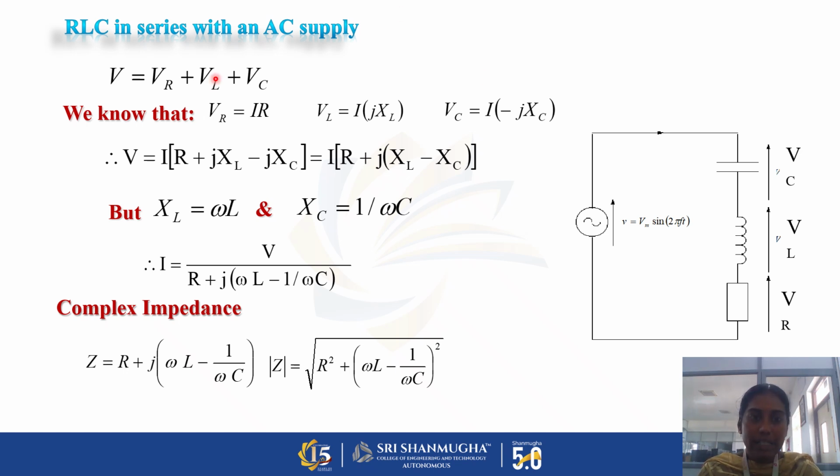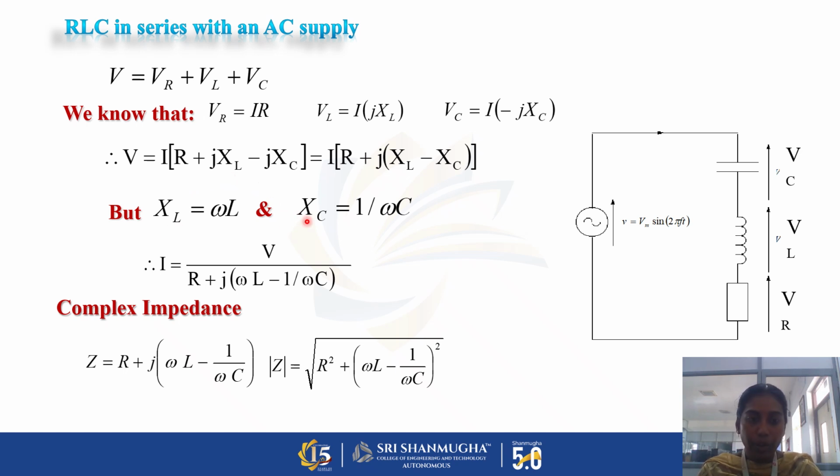Next one is RLC in series with an AC supply. Resistor, inductor and capacitor, all three passive elements are connected in series with the AC circuit. So now the total voltage V is equal to VR plus VL plus VC: the voltage drop across the resistor, the inductor, and the capacitor. Each is calculated individually, then we add them. So V is equal to I into R plus jXL minus jXC.